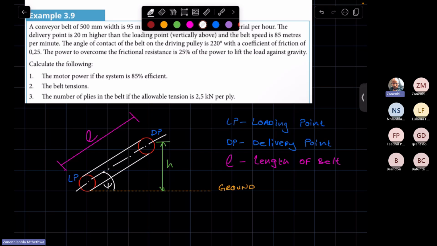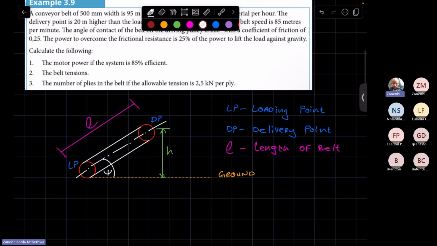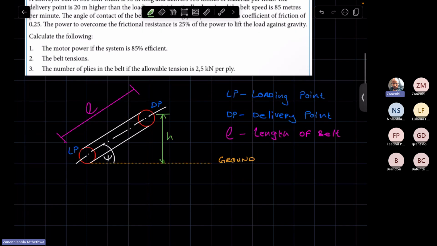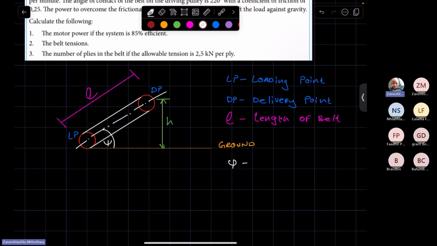Now, the magnitude of H is essential, like I said, in calculating the power to overcome gravity. So the H will either be given to you, or they will give you the length of the belt as well as the angle of inclination. Let's say this here is the angle of inclination.